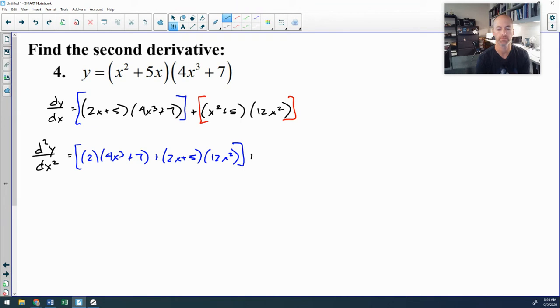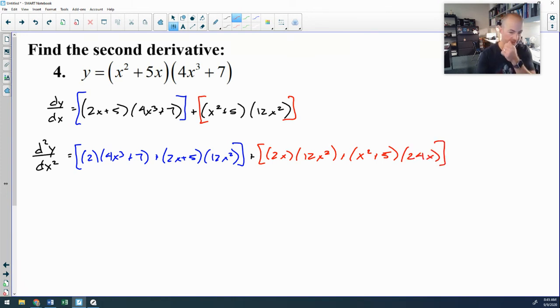plus, and now I'm going to do the product rule of my second term. So the derivative of x squared plus 5, 2x, leave the second one alone, plus leave the first alone, and the derivative of my second. And so there is one example of the second derivative of a product rule, and it does very frequently lead to multiple product rules, and it's quite ugly.